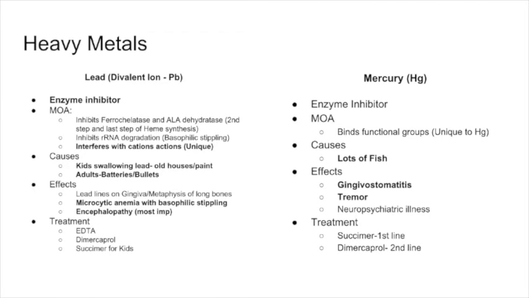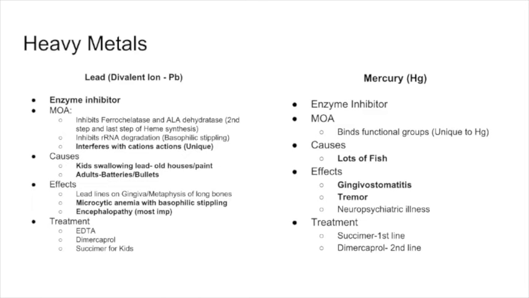So now, when we've talked about the chelators, let's talk specifically about heavy metal toxicity. The first heavy metal that I wanted to talk about is lead, and lead is a divalent ion. Lead is an enzyme inhibitor. If you remember lead toxicity, how it works is that it inhibits heme synthesis.